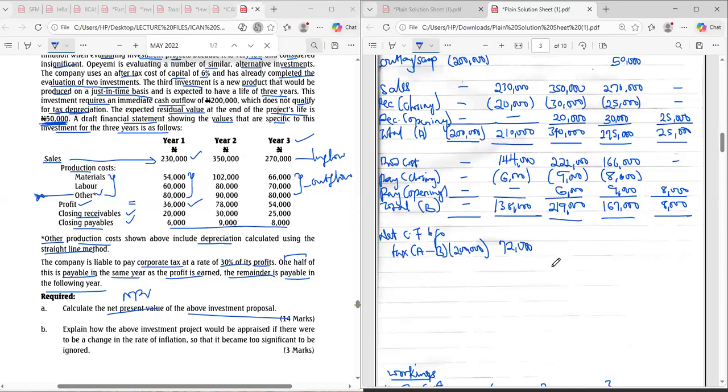The next one, 121,000. 108. And she's still saying yes now. Yeah, give me this one. 17,000. Thank you. That's our net cash flow before tax.